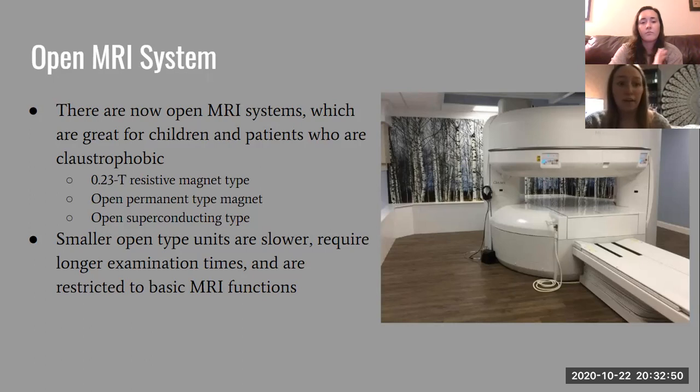So they have a 0.23 Tesla resistive magnet type, open permanent type magnet, or open superconducting type magnet. The smaller open type units are slower, require longer examination times, and are restricted to basic MRI functions.